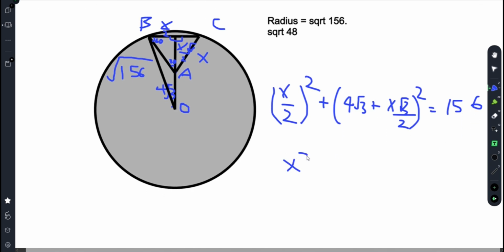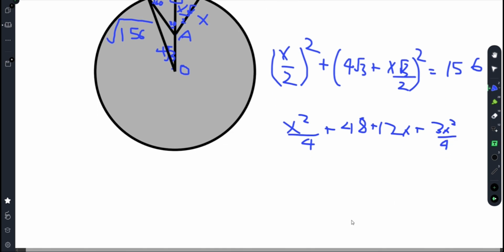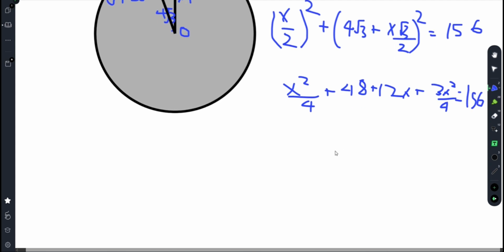And so this is x squared over 4 plus 4 root 3 squared is 48, plus 12x, plus 3x squared over 4 is equal to 156. So we can simplify. We get x squared plus 12x minus 108 is 0.